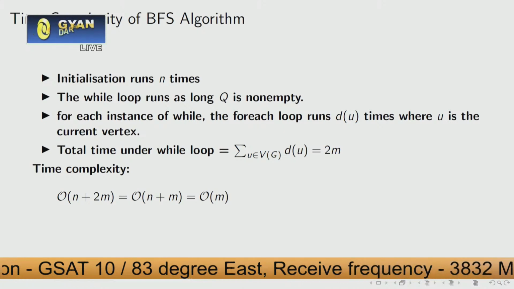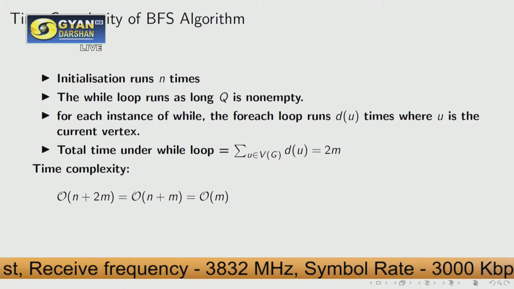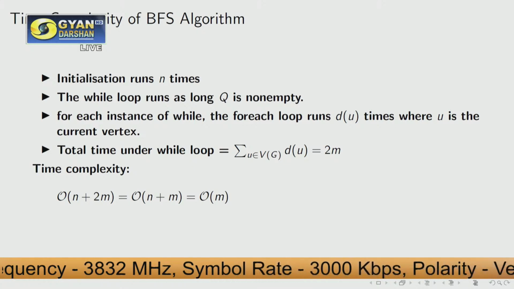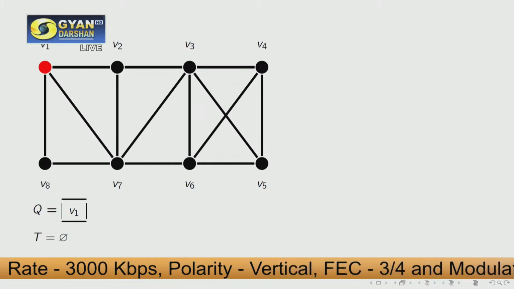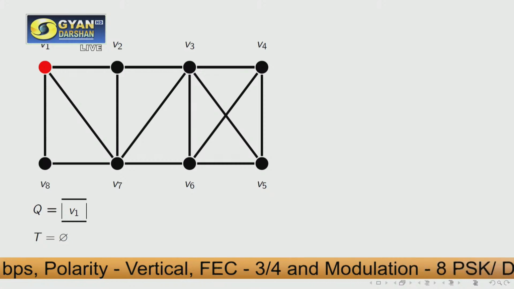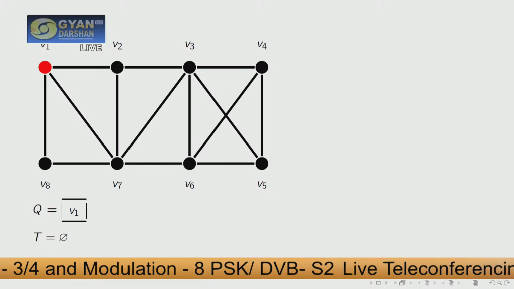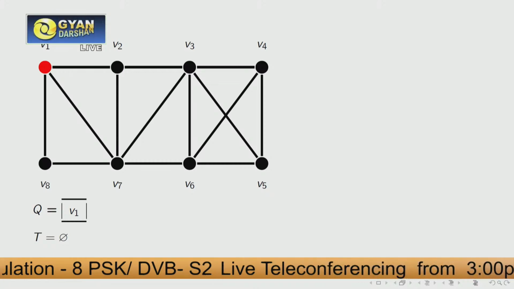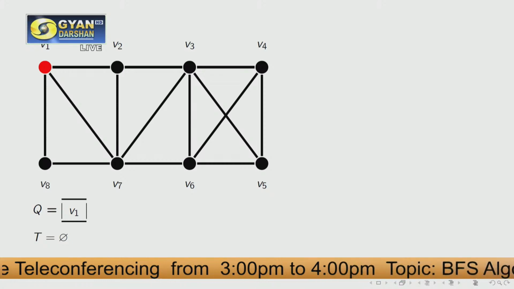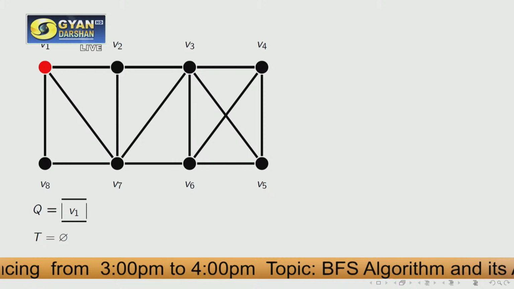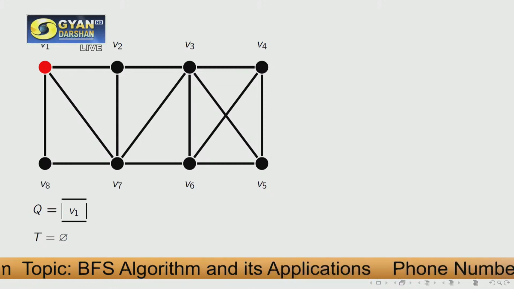Now let us see how to actually illustrate this algorithm using an example. So we are given here a graph. You can see here the graph has 8 vertices. Let's start with the vertex v1. So v1 is here the root vertex, as we need a root vertex apart from the input graph.